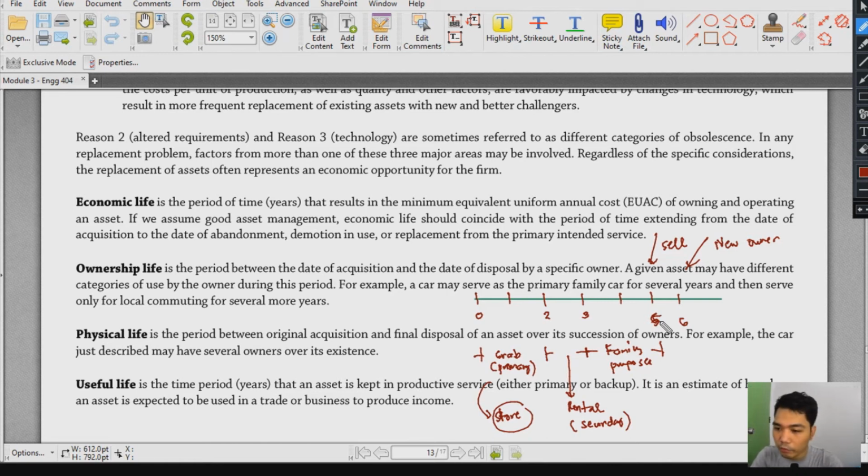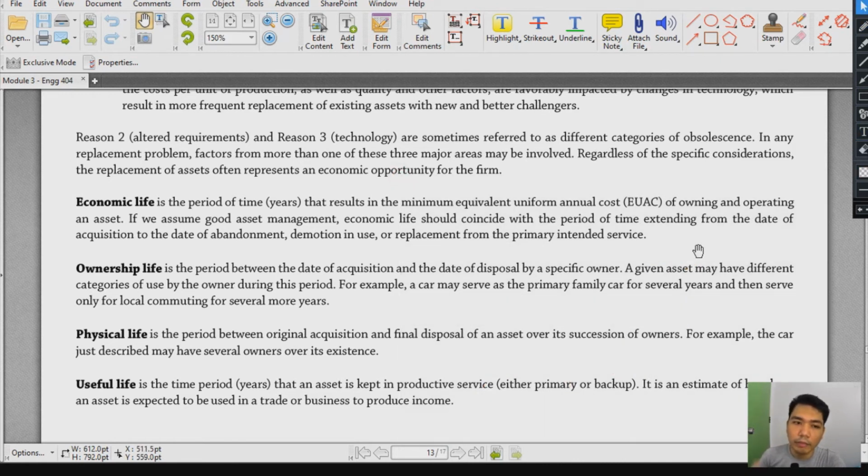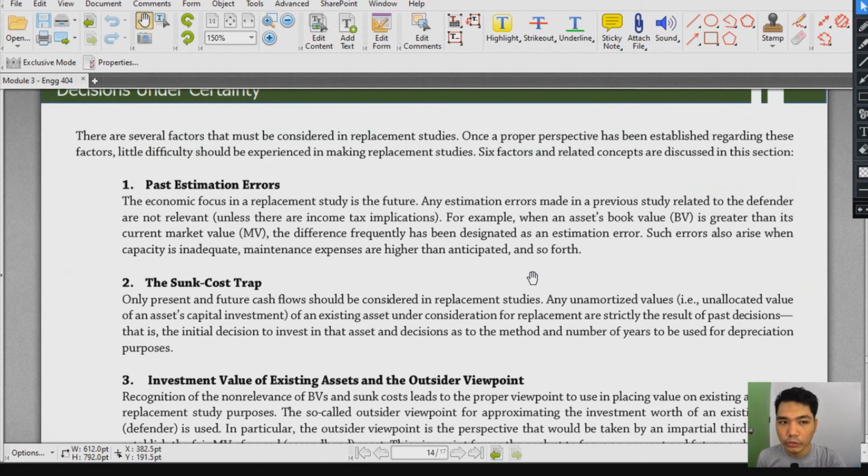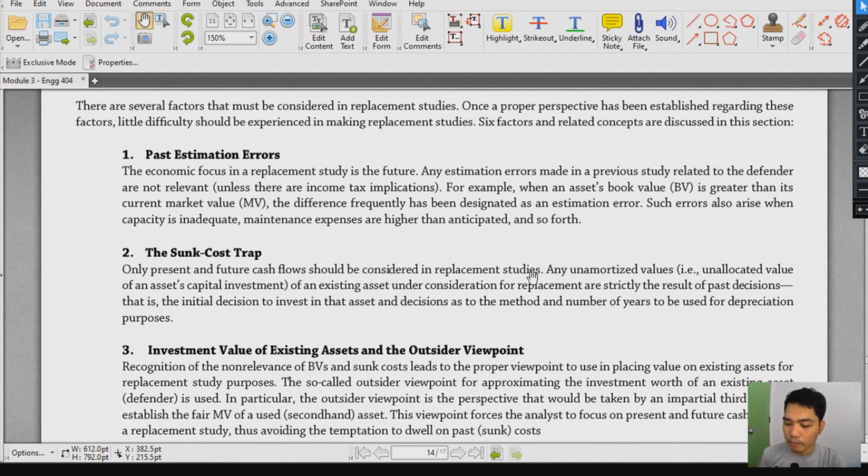But in the problems before, I was kind of interchanging these, because we don't have problems that differentiate between these lives. Usually, we just use the study period and consider that as the useful life or the economic life of a certain asset. But with this, I hope you can now guess the difference between all four of these. Okay?